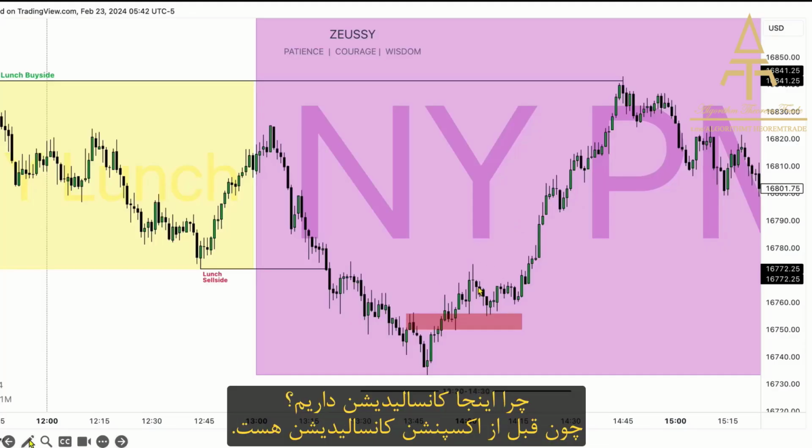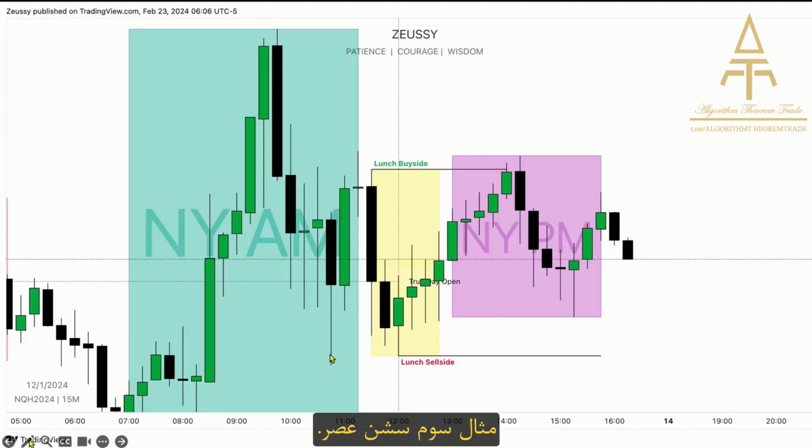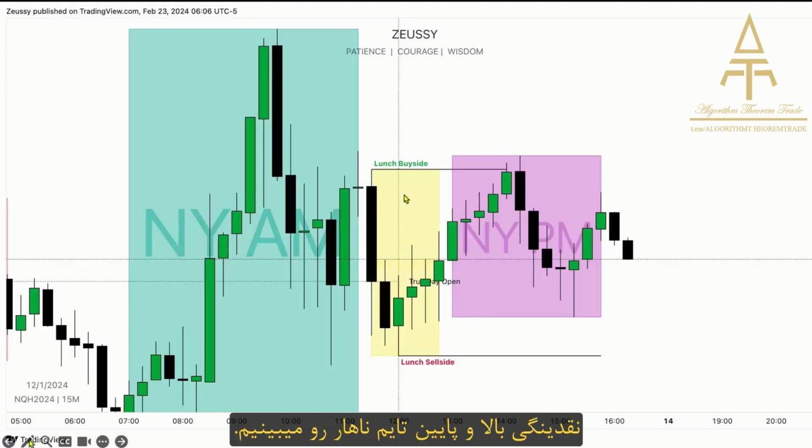Why does this consolidation occur? Because we know that after consolidation, an expansion leg follows. Now we can take a look at the third example of the PM session, where we can see that we have annotated the launch buy side and the launch sell side liquidity.